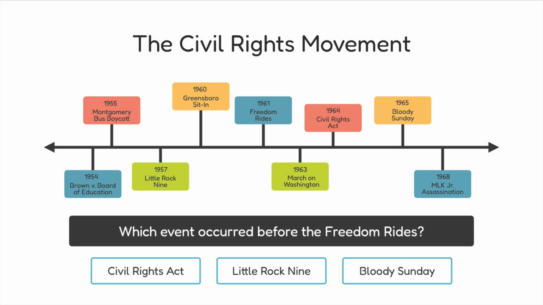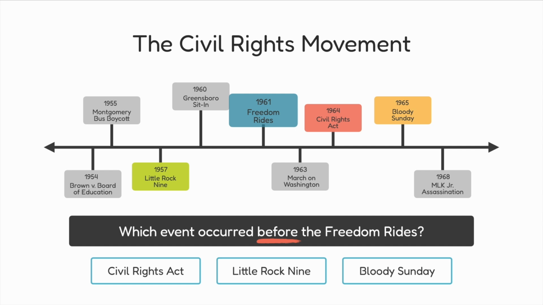To help us narrow down the possibilities, let's mark the primary event on our timeline that we're comparing the other events to, the Freedom Rides in 1961. Next, let's highlight the three events that are our answer choices: the Civil Rights Act, Little Rock 9, and Bloody Sunday. Now it's easier to tell which event happened before the Freedom Rides.